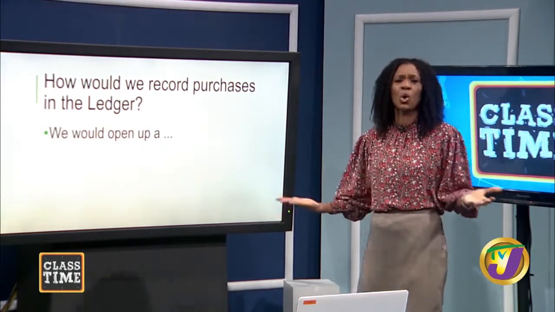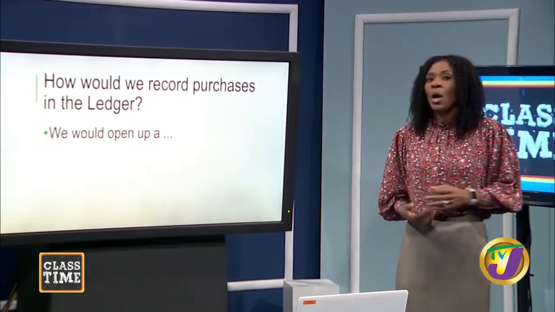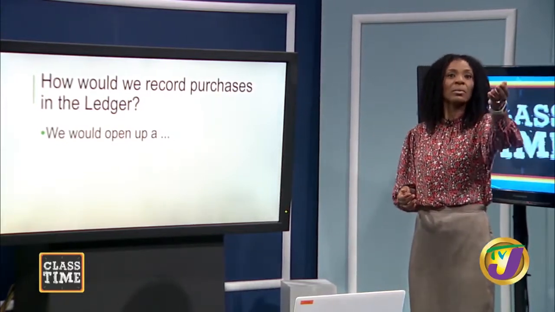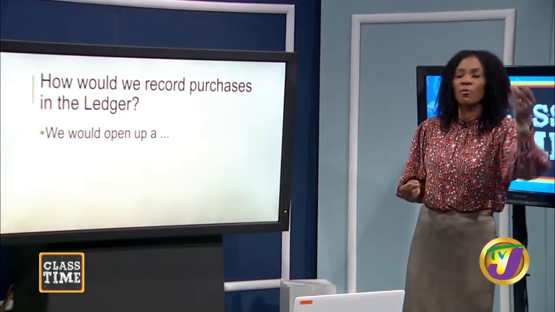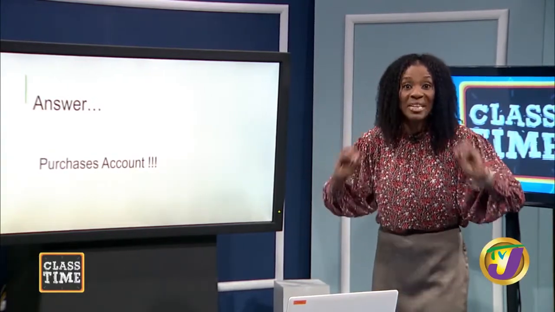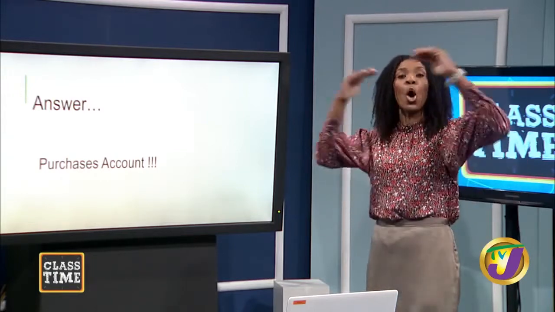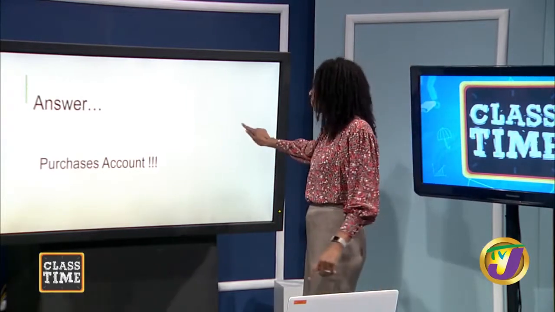Now, when we purchase goods, how do we record this in the ledger? We would open up a what? We would open up a, very good, a purchases account. Now, we can't pack all of the transactions related to stock in one big stock account. No, that may cause confusion, students, and we need to track the movement of the stock very carefully. So therefore, when we buy goods, we will open up what we call a purchases account to record those transactions.